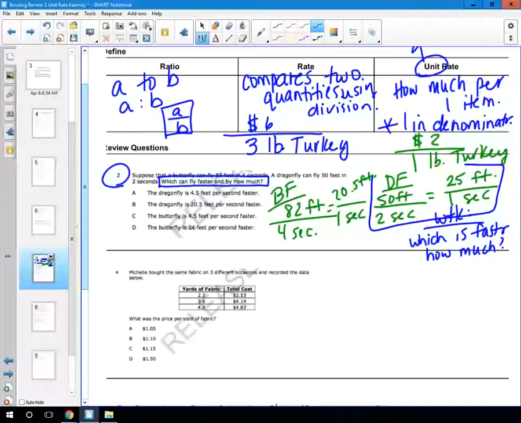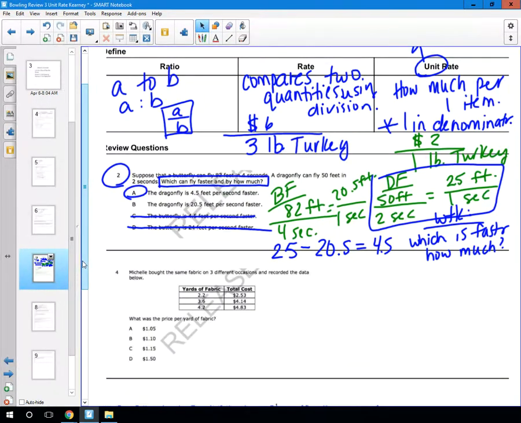Okay? And then, so my question was, which is faster? So we know it's the dragonfly. So I can go ahead and mark out D, C, and D. And it says how much faster is the dragonfly. So the dragonfly is going 25. The butterfly is going 20.5. So I can find the difference in those. And that would be 4.5 feet per second faster. So my answer would be A.